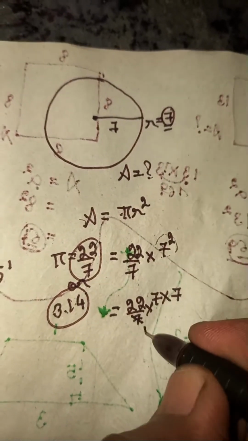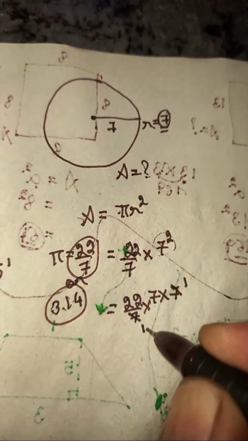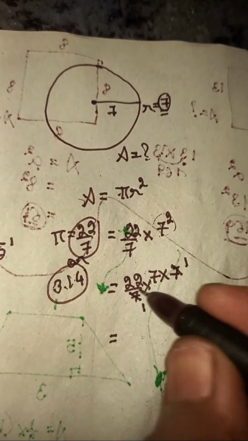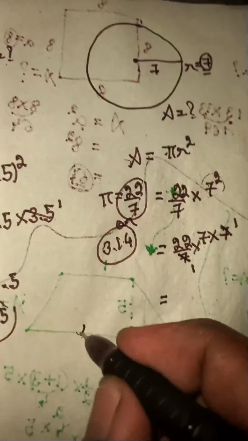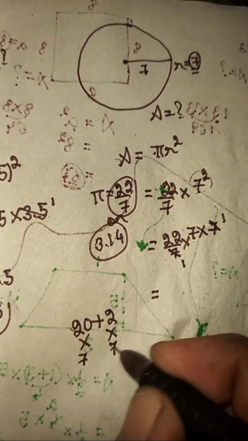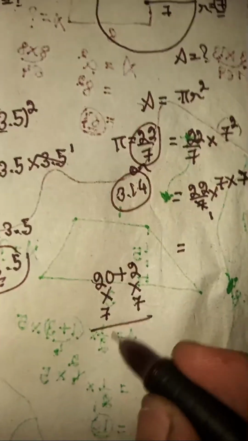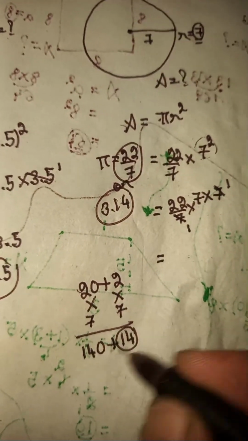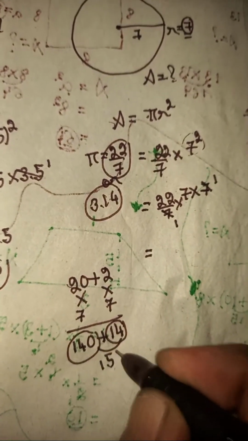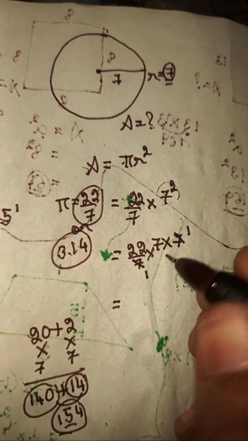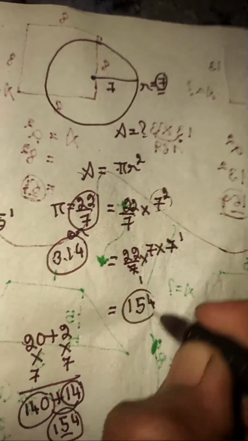Now you can divide 7 one times, 7 one times. You must divide the denominator and numerator. Now you can multiply 22 times 7. 22 you can split and write as 20 plus 2. Multiply each by 7. 20 times 7 is 140, and 2 times 7 is 14. 140 plus 14 is 154. So this complete thing becomes equal to 154 square units. Now let's take even one more circle.